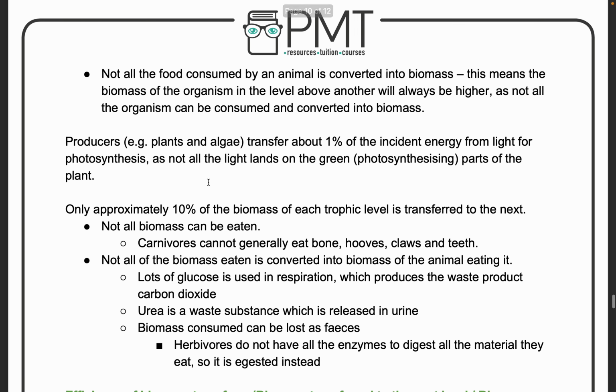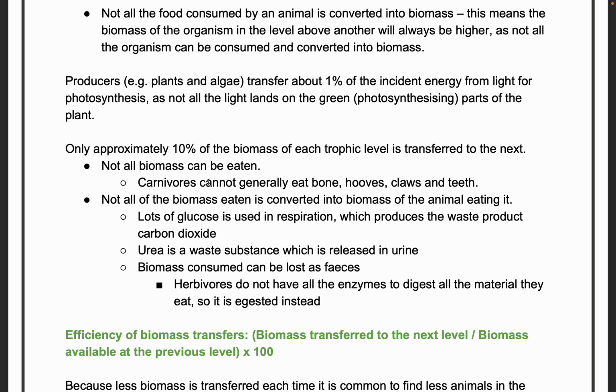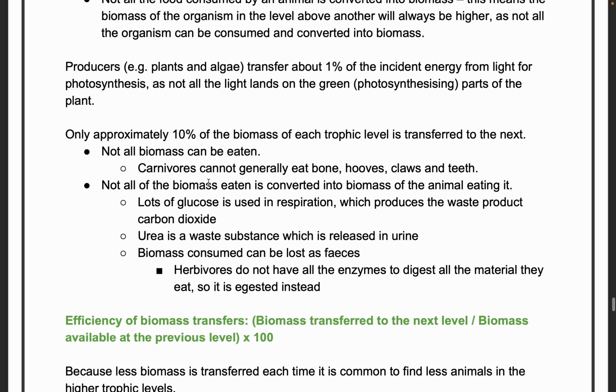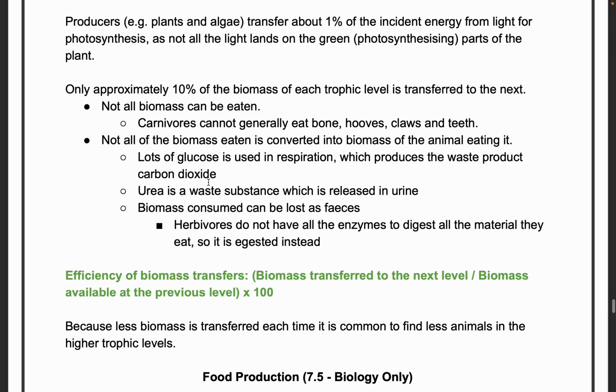Okay, and there is less biomass as you move up the trophic level. It's very clearly written. So that indirectly means not all the food consumed by an animal is converted into biomass as we go up. This means the biomass of the organisms in the level above another will always be lower, as not all organisms can be consumed and converted into biomass. Okay, so producers like plants and algae transfer only about 1% of the incident energy from light for photosynthesis. Not all light lands on the green photosynthesizing parts of the plant. So even a plant is not taking up all the sunlight. The sunlight falls on sand, sunlight falls on water, which is not utilized.